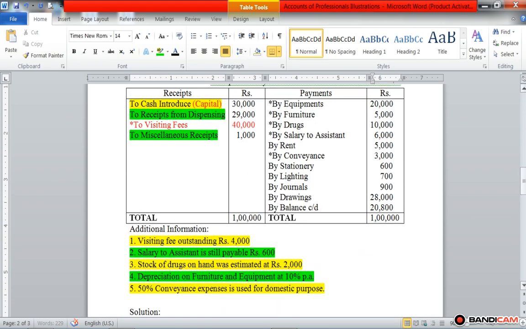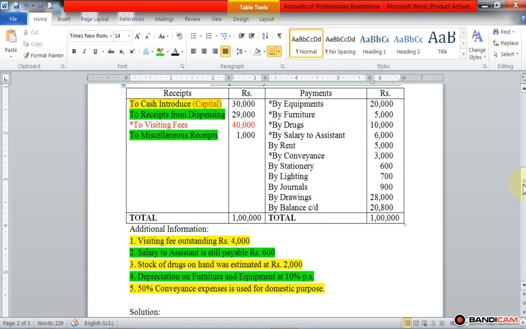Then here we transfer all the receipt side to the receipt side. Now we transfer all the payment side to the expenditure and asset side. So here, first, equipments. Additional information is given, so we make a star in front of equipments.